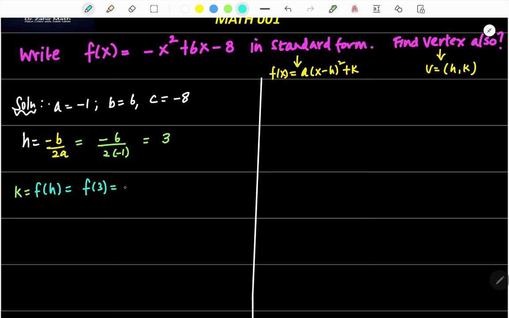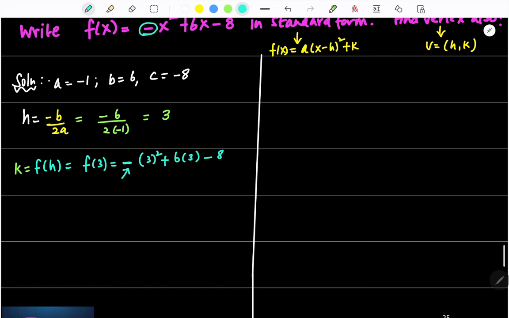Right? So you're going to put minus 3 square plus 6 into 3 minus 8. Again I'm telling you, this minus is outside the bracket. Be careful, be careful. You always take this minus inside. Because you see, this is outside. Okay, right. So this equals, if you put in the calculator, minus 9 plus 18 minus 8, which is going to become 1, right? So k is equal to 1. h is equal to 3. Clear all of you?